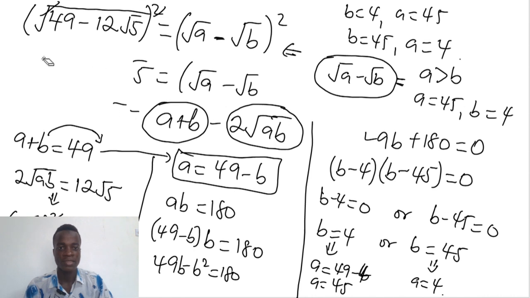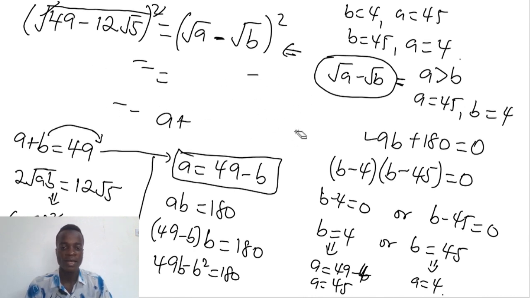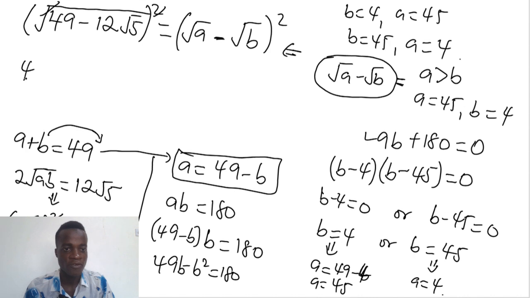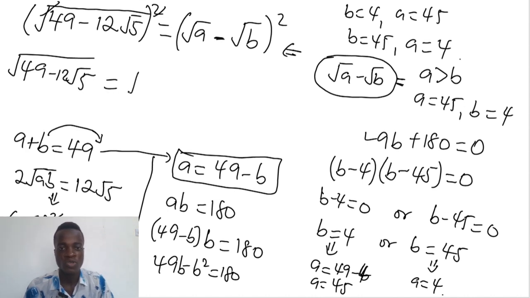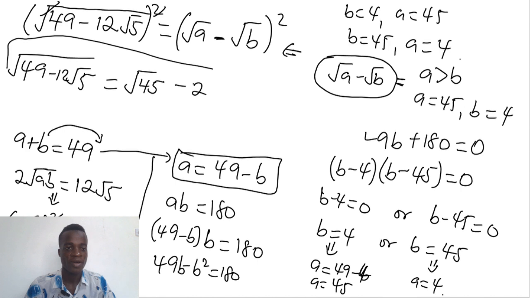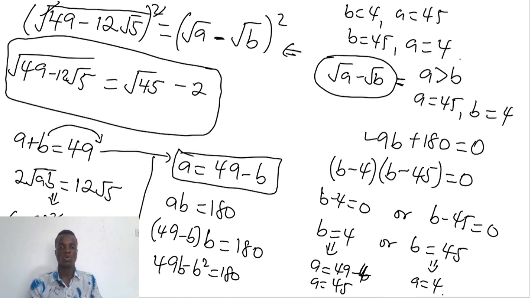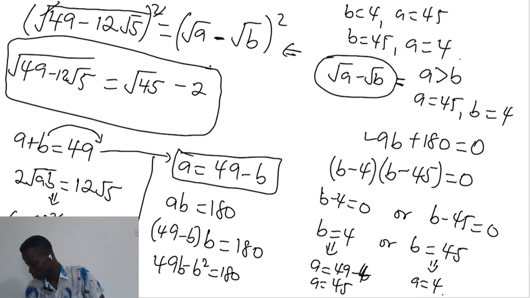So yes, basically, what's our final answer? Our final answer is the positive square root of 49 minus 12 root 5. The positive square root of that is equal to square root of 45, which is a, minus square root of 4, which is 2. So yes, this is what we have at the end of the day. This is our final answer for what we need to actually have.